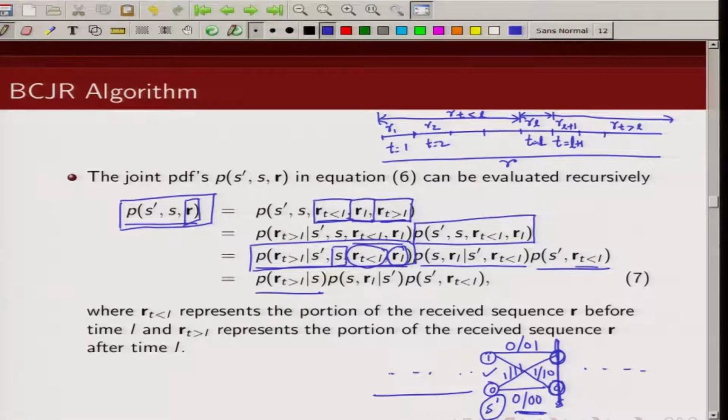Now, same thing here, look at probability of S and R L given previous state and given the input before time t equal to L. Now, if I specify what the previous state is, then I do not need what was my input at time t less than L. So, this can be simplified into this expression, and then of course, we have this third expression, which is this. So, what we have done is this joint probability we have now split up into 3 probabilities, one is this, second one is this, and third one is this.